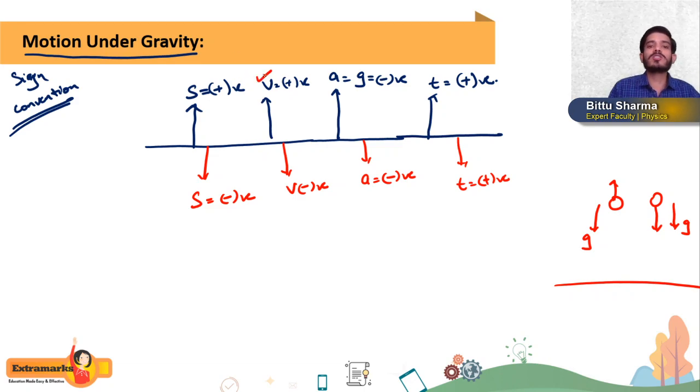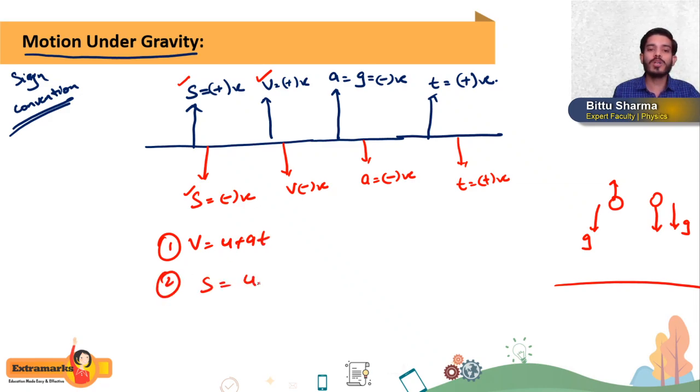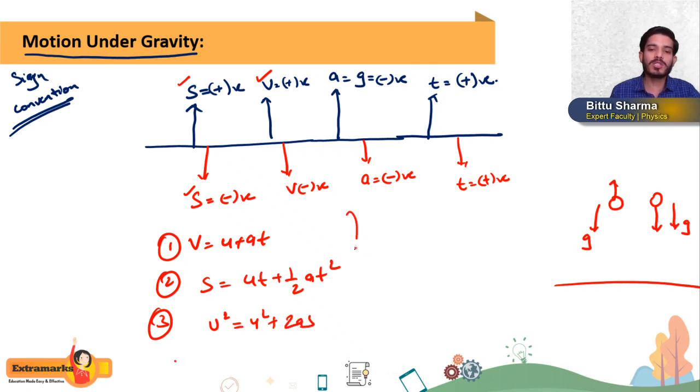Okay. Next is velocity. Velocity upward positive, downward negative. Displacement upward positive, downward negative. Students, this is the sign convention that we have to remember in case of motion under gravity. And the equations of motion we can modify here. v = u + at, second s = ut + 1/2 at², third v² = u² + 2as, and this third one we will mostly use. So this we can modify with these sign conventions.